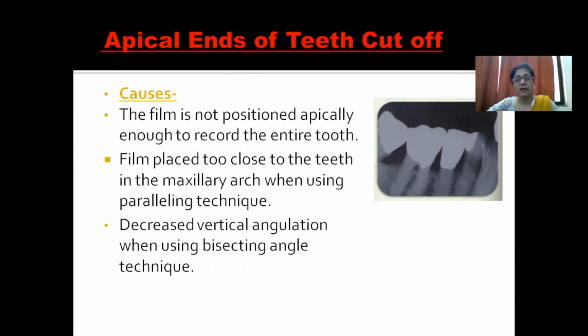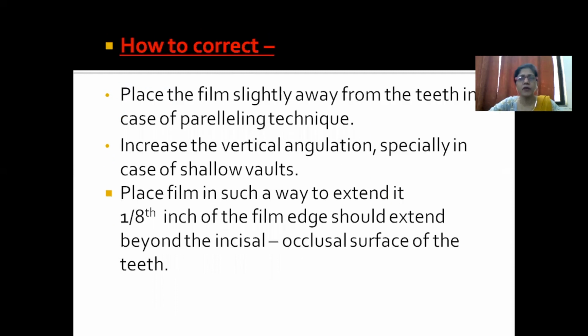But still, if an error like this occurs, you should identify why it happened. Then how to correct it? In case of a paralleling technique, place the film slightly away from the teeth. Increase the vertical angulation, especially in case of shallow walls. Place the film in such a way that it extends 1/8 of an inch, that is, 1/8 of an inch of the periapical area should be covered.